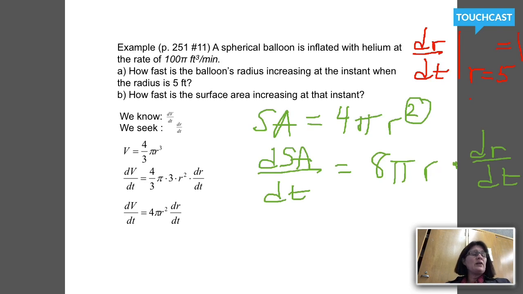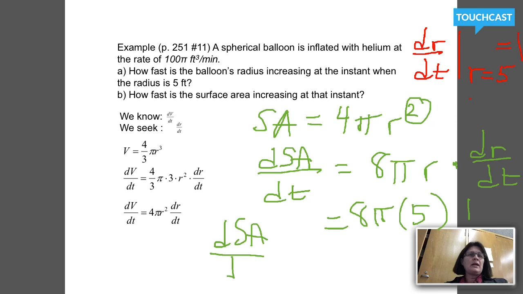So the thing I want to know happens to already be isolated. The rate at which the surface area is changing with respect to time is going to equal 8 times pi times r. We said we were going to freeze at 5. And dr/dt, we said from part A is 1. So the rate of change of the surface area with respect to time at the exact moment when the radius is 5, that says r equals 5, is equal to 40 pi.